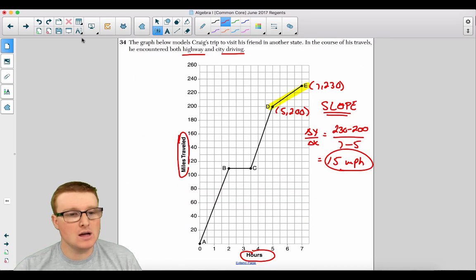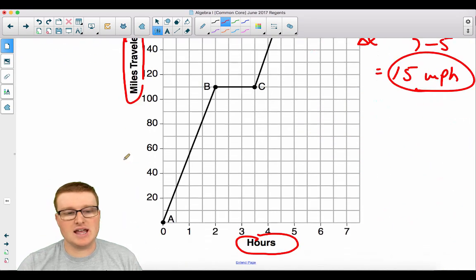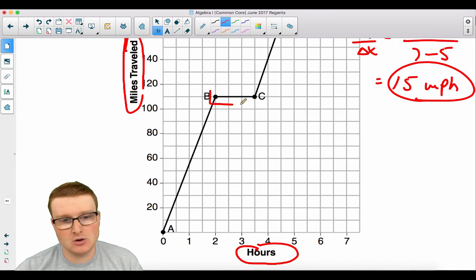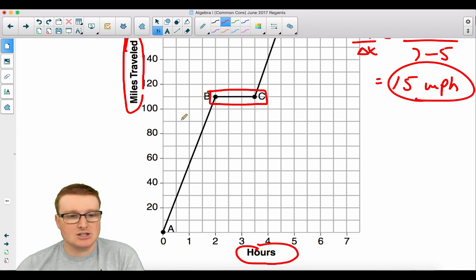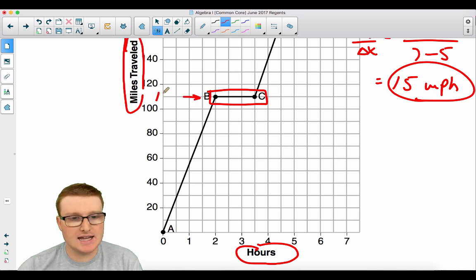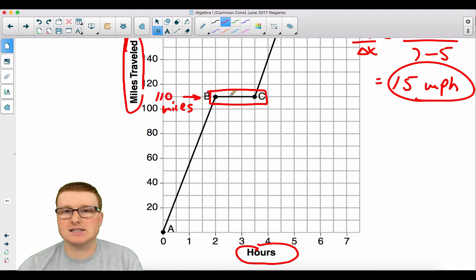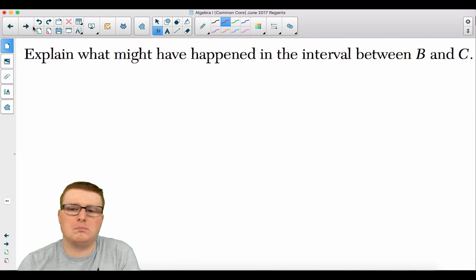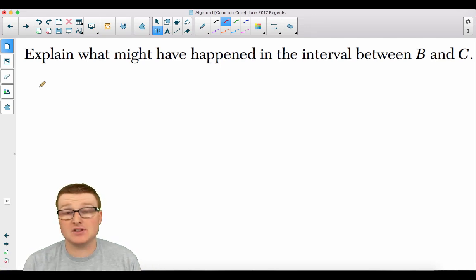Okay. So, from B to C, you just need to understand what this is telling you. Notice how the line does not go up. It's actually level. So, Craig drives from 0 miles, and he drives exactly 110 miles. Then all of a sudden he doesn't go anywhere. That's the key that you needed to get this question right. He stopped at the position for an hour and a half. So you could put a whole bunch of answers for this. As long as you get the idea that he stopped for an hour and a half, you got this question right.